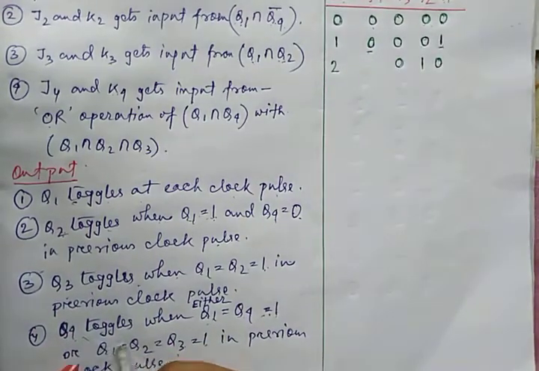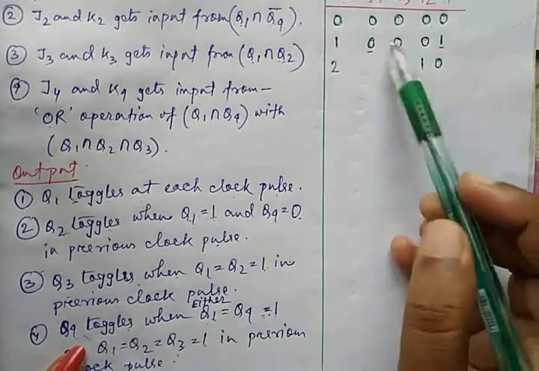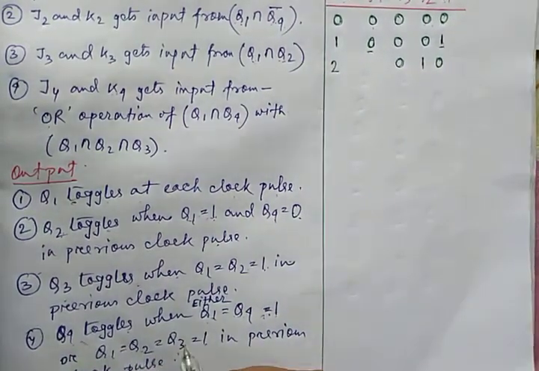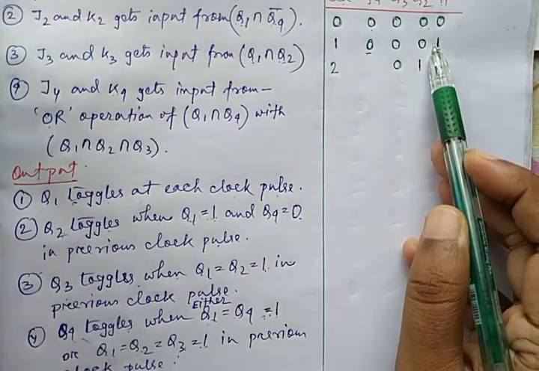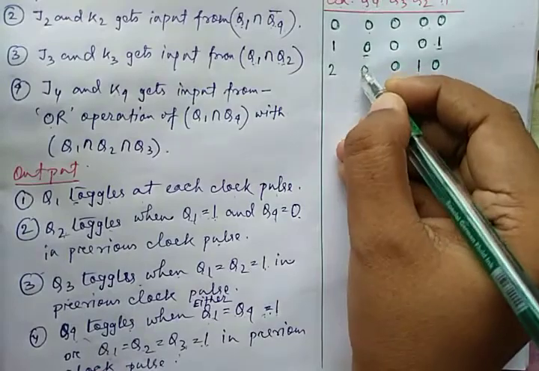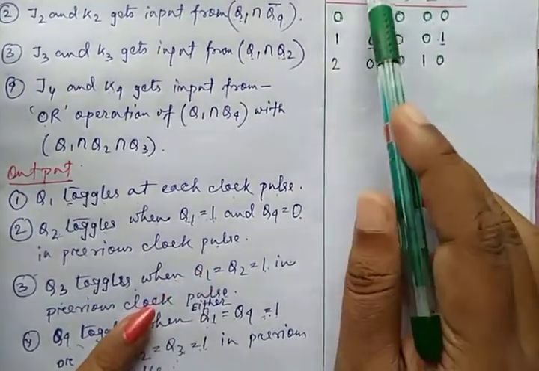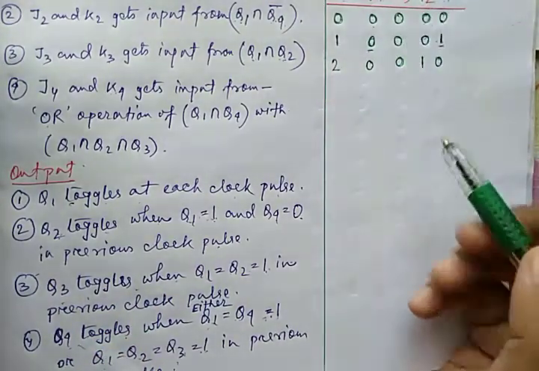And Q4 toggles when Q1 and Q4 are 1, but Q1 and Q4 were not both 1, or when Q1, Q2, Q3 are 1, but Q1, Q2, Q3 were also not all 1. So this will also not change. This is very easy. If you have learned the truth table of the previous up and down counter, then it will be very easy.